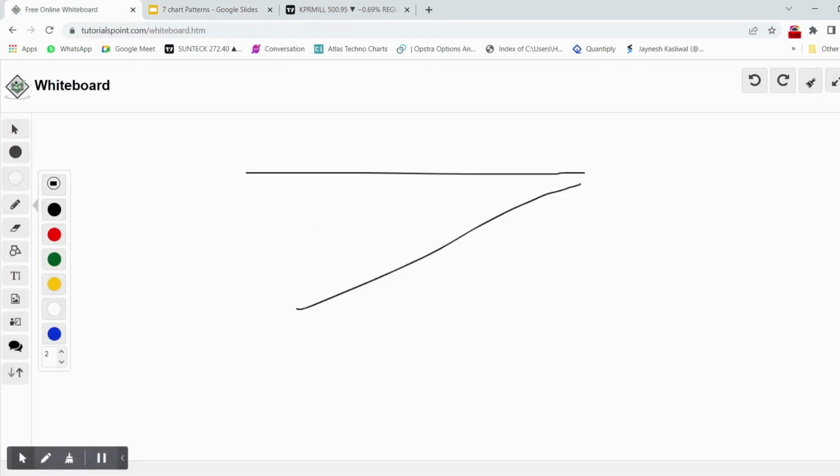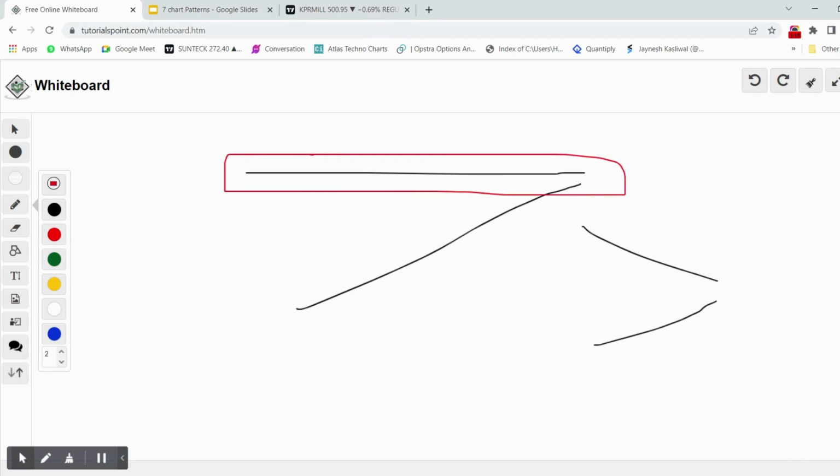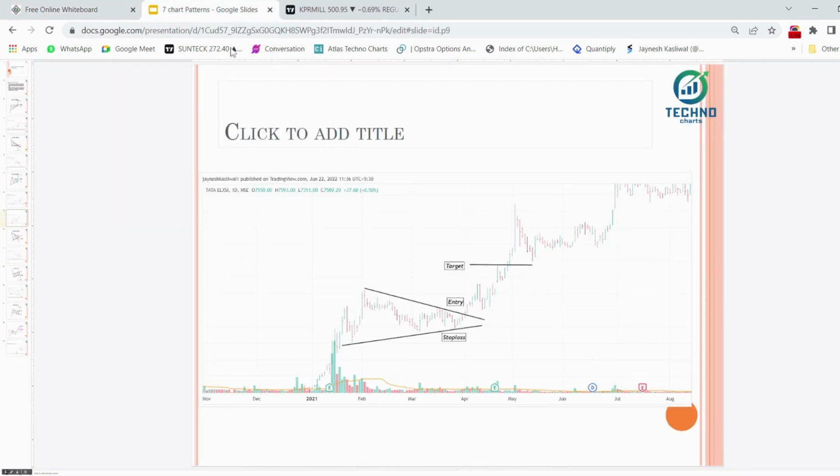Now the difference between the triangle and the pennant, as we have mentioned: in the pennant pattern both are inclined trend lines, and in the triangle pattern one is a horizontal line and one is a trend line, right? So there is a difference between both of them.